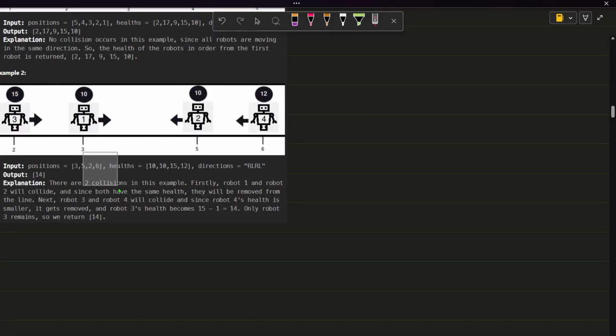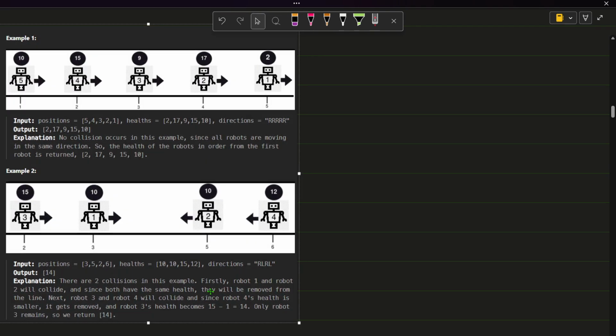So let me shift it so we can have enough space to understand the question. Here, the positions are 5, 4, 3, 2. We have considered this problem, this example. Now we are going to consider this one.